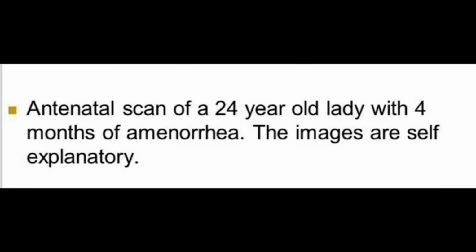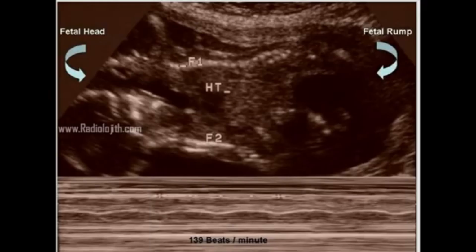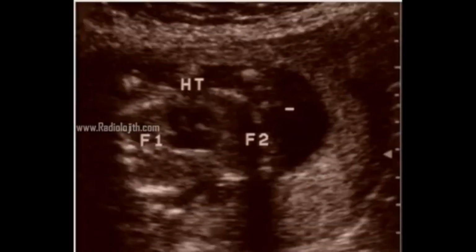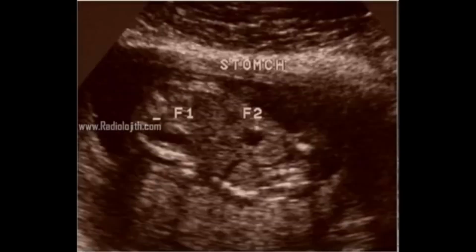Hello everyone. This is about an antenatal scan of a 24-year-old lady with 4 months of amenorrhea. The images are self-explanatory. I'm giving 3 questions. The first question, what are all the findings? The second question, give the complete diagnosis. The third question, what are all the types and the incidence of each?